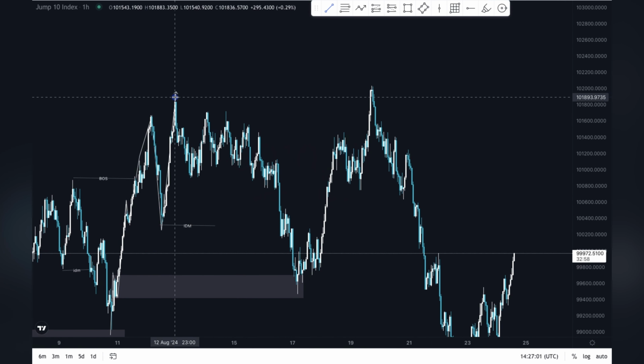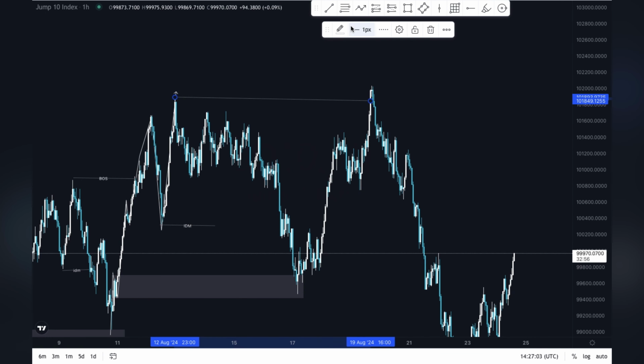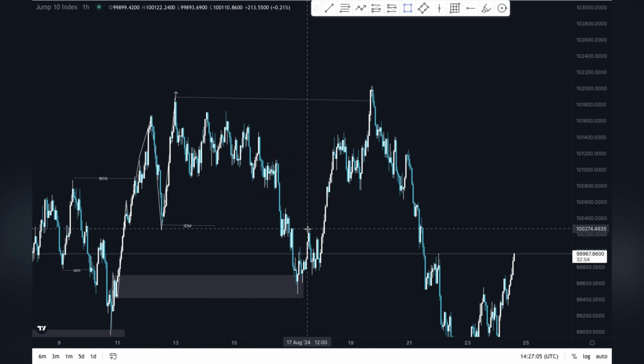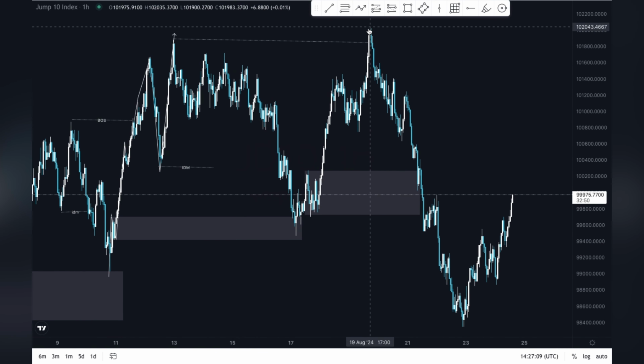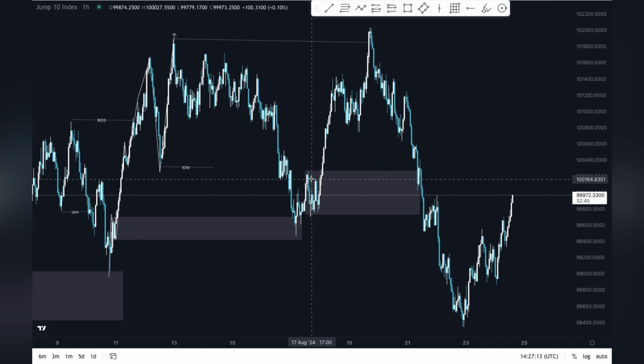Also, after that we had a break of structure here, and then we have an order flow here based on the criteria. Why is it an order flow? There's a break of structure, price closed above. This is a pullback, which is the inducement. This is another pullback, our order flow.